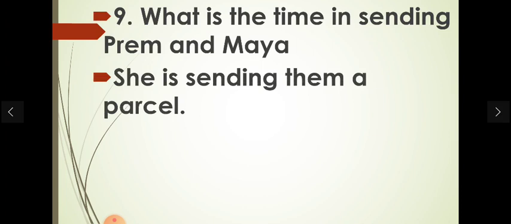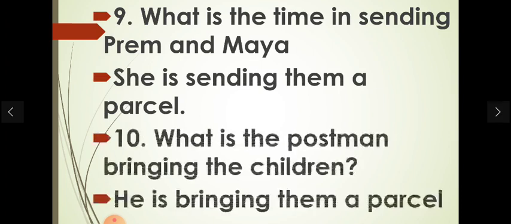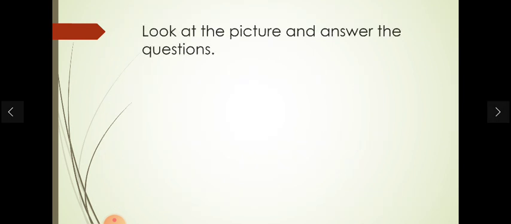Next is, what is the teacher sending Prem and Maya? She is sending them a parcel. Last is, what is the postman bringing the children? He is bringing them a parcel. Here children are indirectly related to the postman by the parcel. Now, look at the pictures and you have to answer these questions.